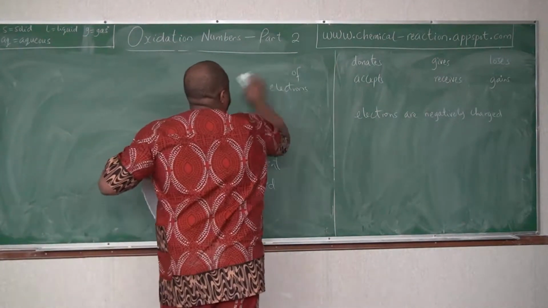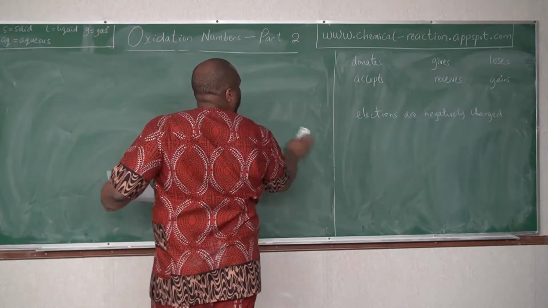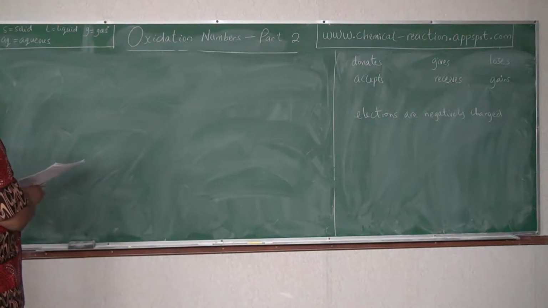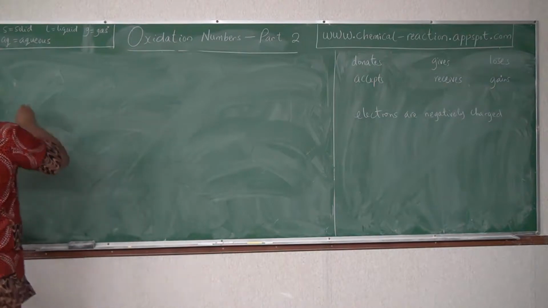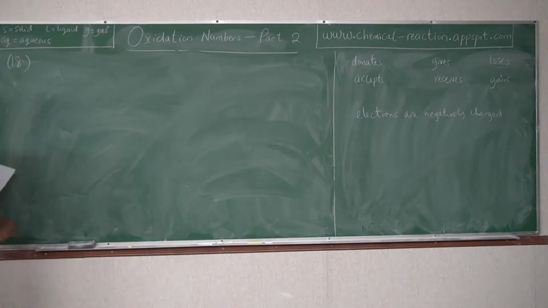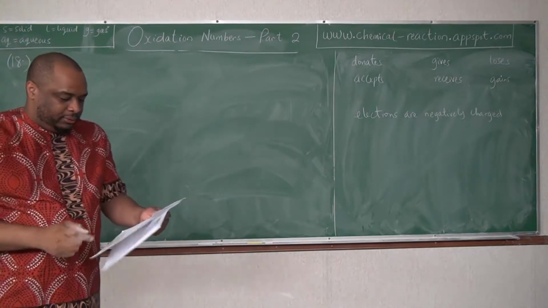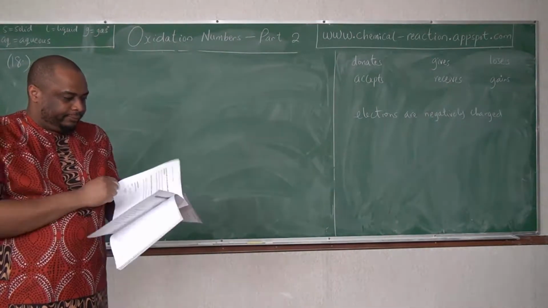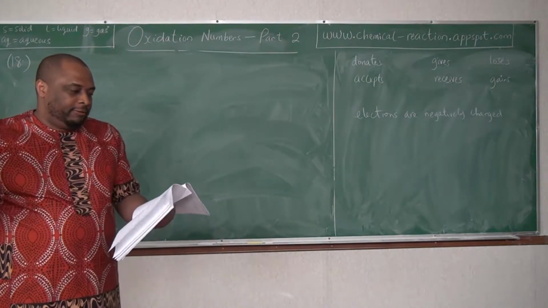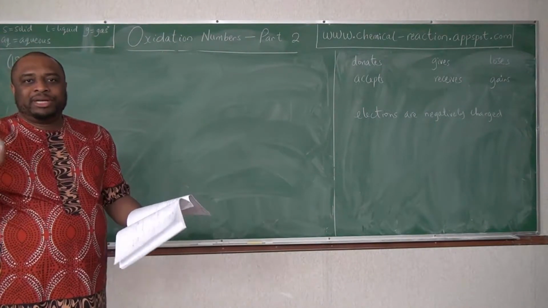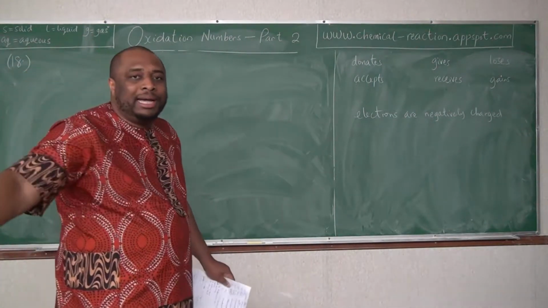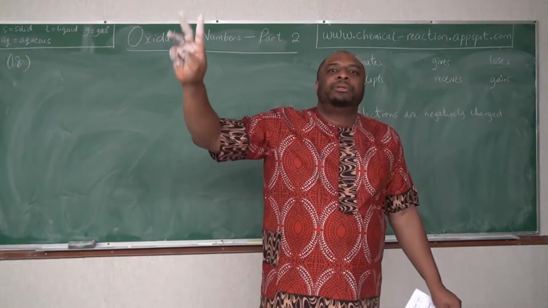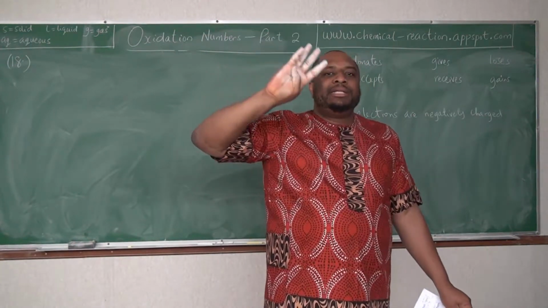Let's get it started, folks. The next question will be question 18, and for the next 8 questions, that is what they want us to do: identify the substance that is oxidized, that is reduced, that is the oxidizing agent, that is the reducing agent.